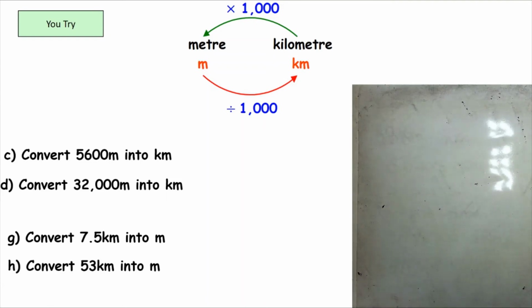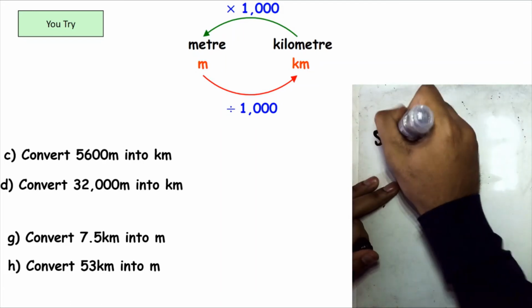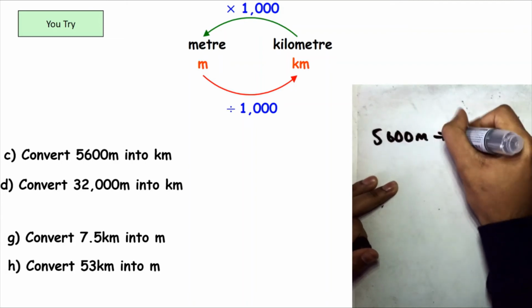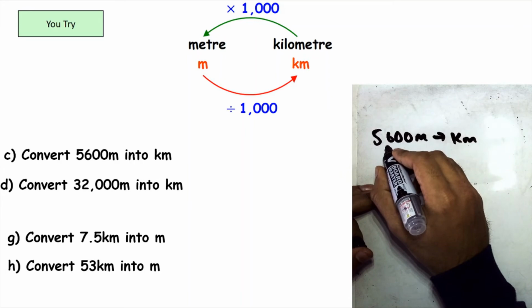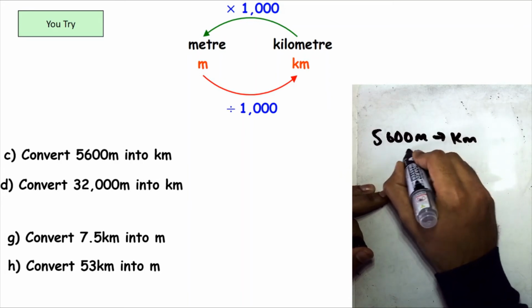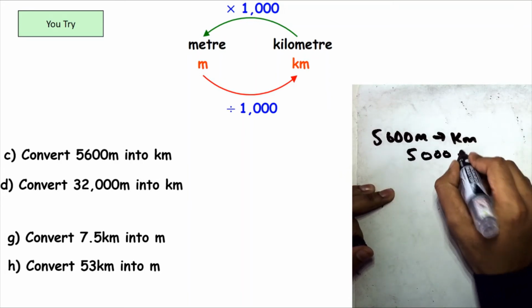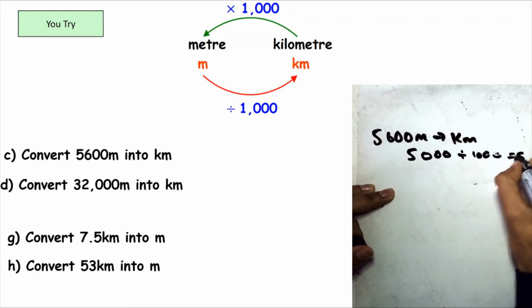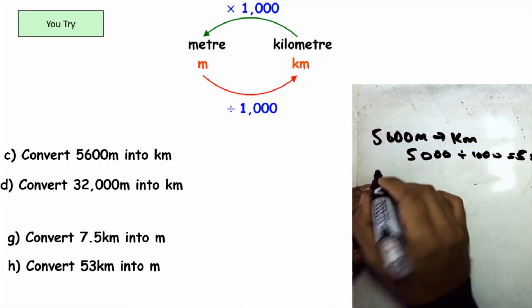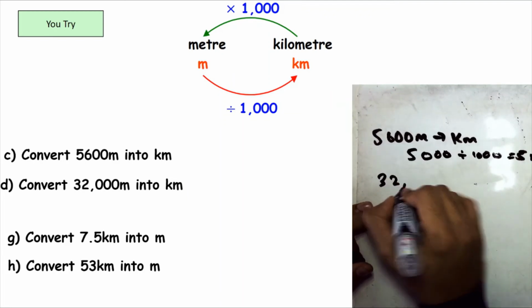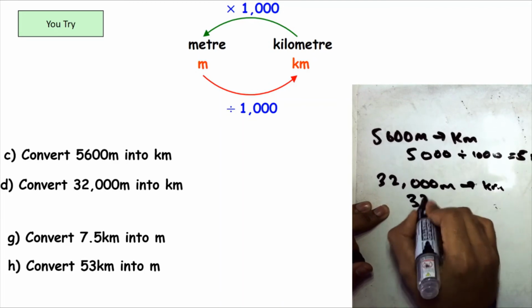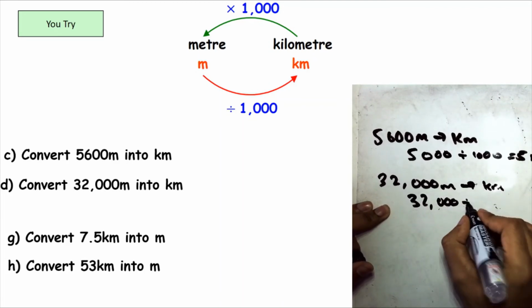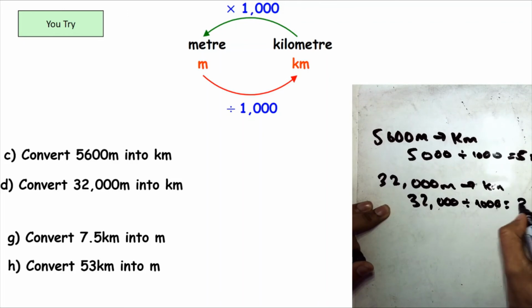Okay, so hopefully you've had a go now. I'll be going through these myself now. 5,000 meters to kilometers will be, remember, to get from meters to kilometers, we are dividing by 1,000, so 5,000 divided by 1,000 will give us just 5 kilometers, okay? 32,000 meters into kilometers, again we're just dividing by 1,000 because we're converting from meters to kilometers. That would give us 32.